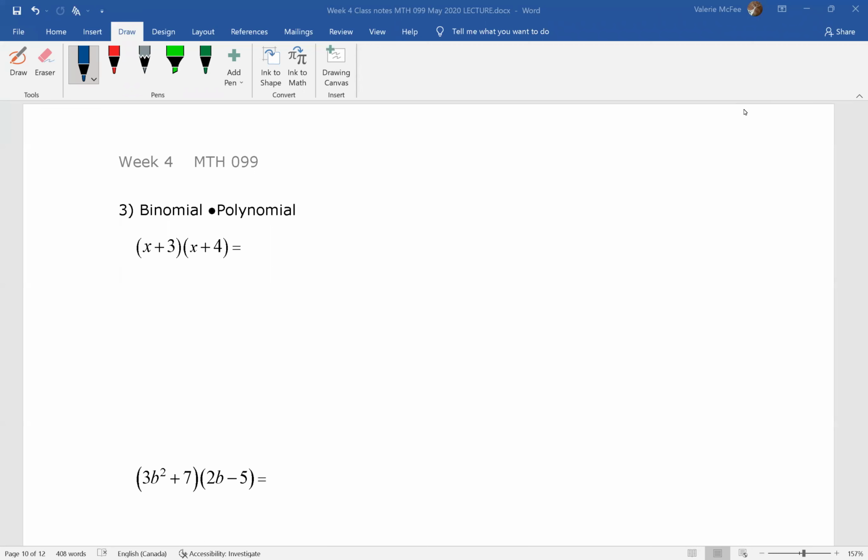We are going to continue to use the distributive property when we multiply a binomial times a polynomial. Now, the first couple examples are binomials times binomials. But what this tells us is that every term in the first bracket has to multiply every term in the second bracket. So we're going to write x times the second bracket. Then I have a plus 3 times the second bracket.